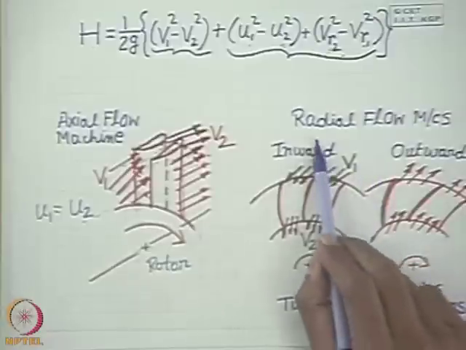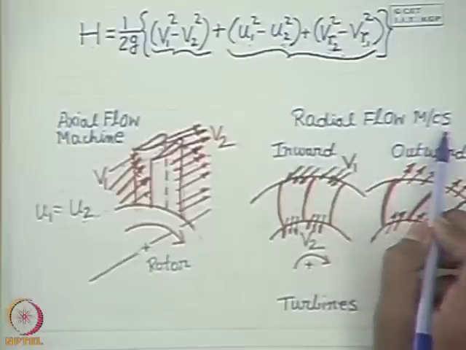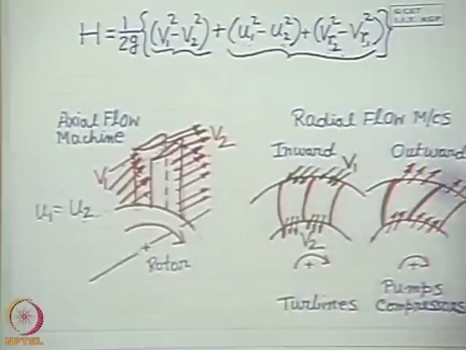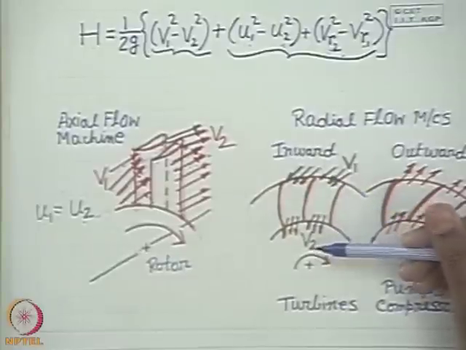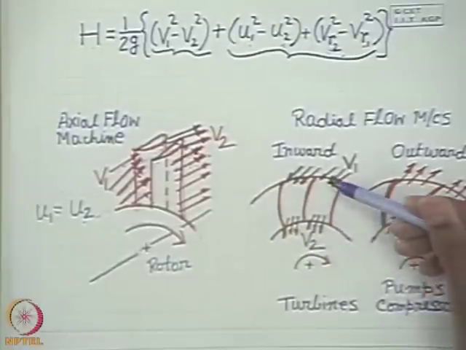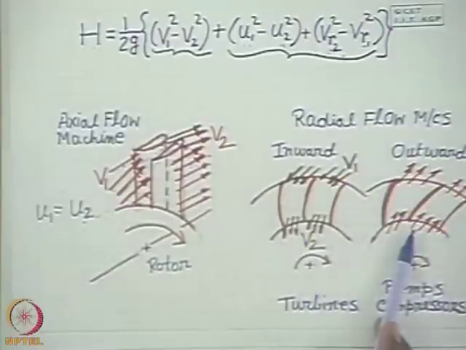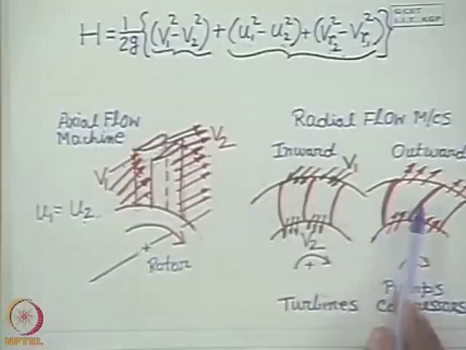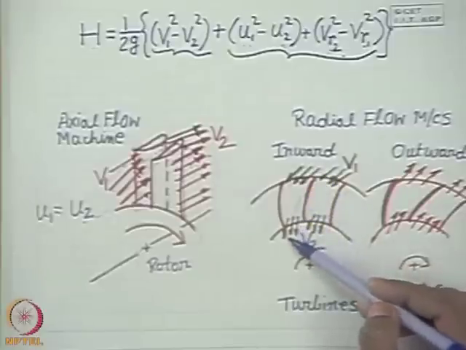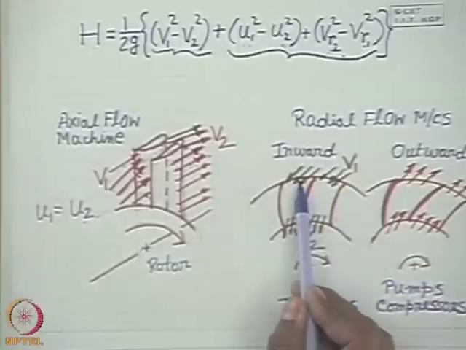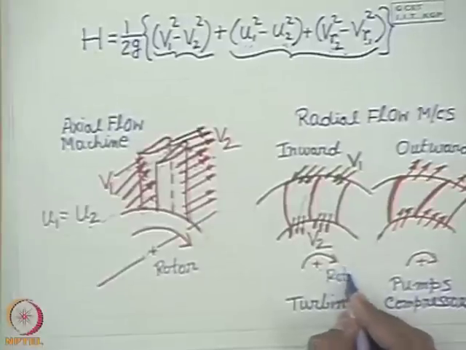Well, now we come to another class of machines according to their direction of flow, radial flow machines. Radial flow machines are machines where the main direction of the flow is in the radial direction. And here the radial location of the fluid at inlet and outlet changes. There may be two possibilities: one is the radial inward flow, another is the radial outward flow. In radial inward flow, the fluid flows radially inward. That means the inlet of the fluid is at a higher radial location from the axis of rotation of the rotor. Let me write this as rotor.